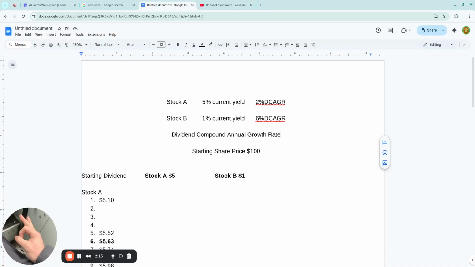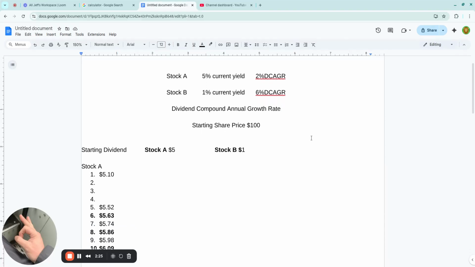I'm going to use the calculator off Google search. You do not have to be an expert. You are smarter than you think, and you can do this math. So let's go ahead and dive right in.